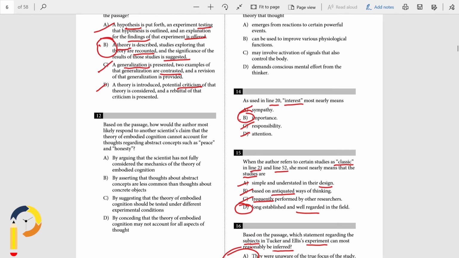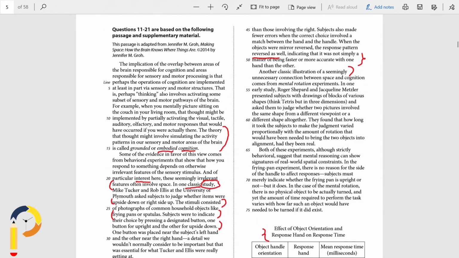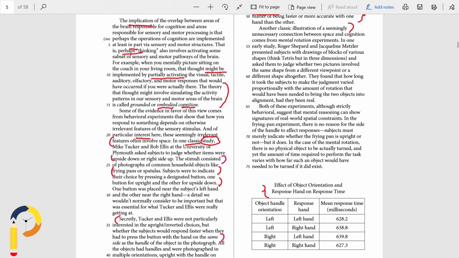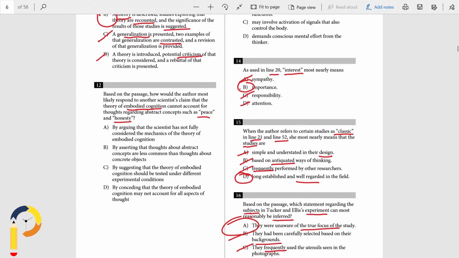Moving on to 12. Based on the passage, how would the author most likely respond to another scientist's claim that the theory of embodied cognition cannot account for thoughts regarding abstract concepts such as peace and honesty? Again, you've got to read that bit about embodied cognition if you haven't already. This entire bit is simply an implication, implemented at least in part. Perhaps thinking also involves activating the subset. Might be implemented by partially activating the visual tactile. So these are your sensory responses. Thought might involve stimulating the activity patterns in our sensory and motor areas. Okay, so that's what that bit says.